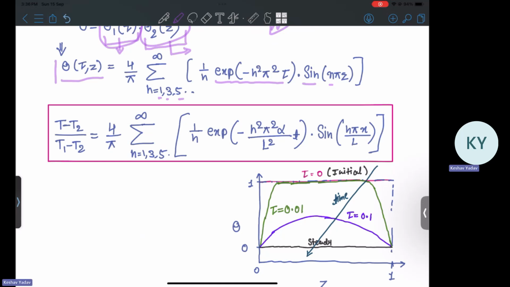This will be equal to theta, you directly put the value here. So (T minus T2) divided by (T1 minus T2) will be equal to what? 4 by pi, summation of n odd, 1, 3 to infinity, 1 upon n. You put the value of tau, so minus n square pi square alpha upon L square multiplied by t, multiplied by sine n pi. You put the z value, x by L. So this is my analytical solution.